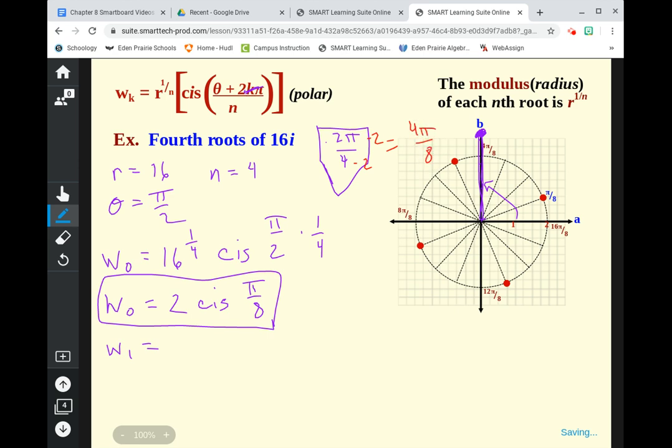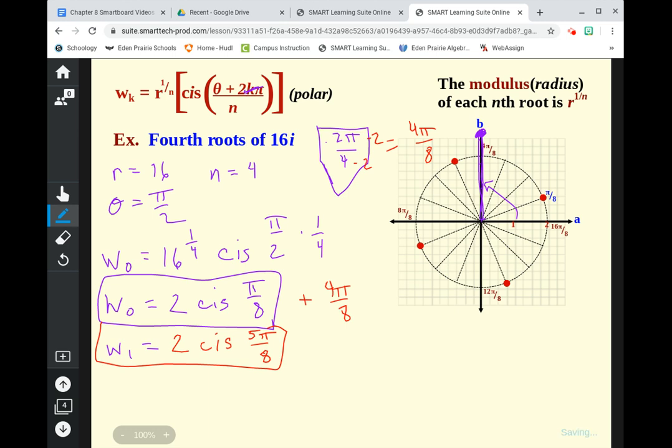And now I'm going to find W sub 1. I'm going to do 2 CIS. That part stays the same. And I'm going to do pi over 8 from the previous W sub 0 and add 4 pi over 8. So I get 5 pi over 8. Final answer. If you're wondering where I got the 5 pi over 8, it was 4 pi over 8, my home plate. All I did was I added it to the pi over 8.